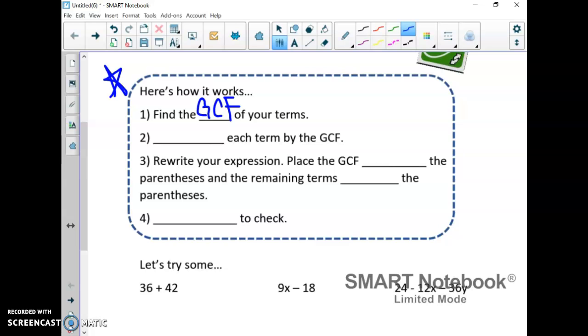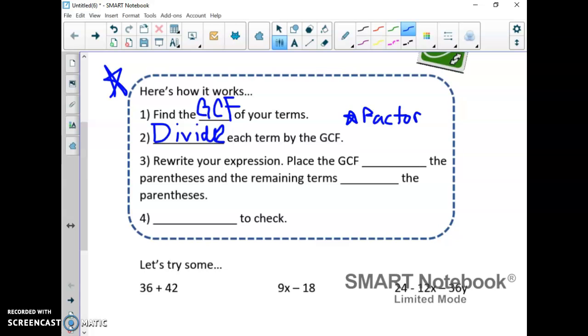Step 2 is going to be to divide each term by the GCF. All right, so you're going to divide each term by your GCF. Now, the word we would actually use here is factor. We're going to factor each term by the GCF, but that's really just a fancy way of saying divide, okay? So just know that. Once you factor out all your terms, once you divide all your terms and you get down and you can't divide out the same number anymore, you're at the simplest form that it can go to, you're going to rewrite your expression.